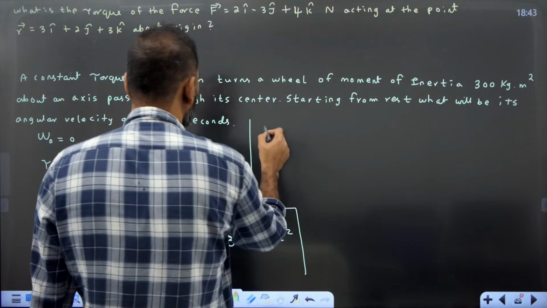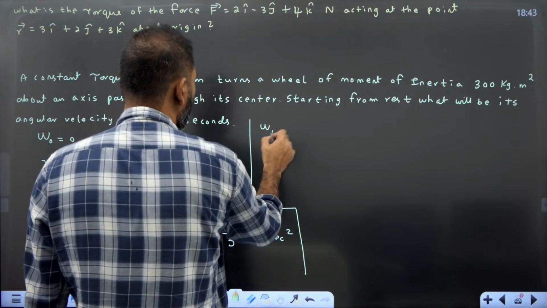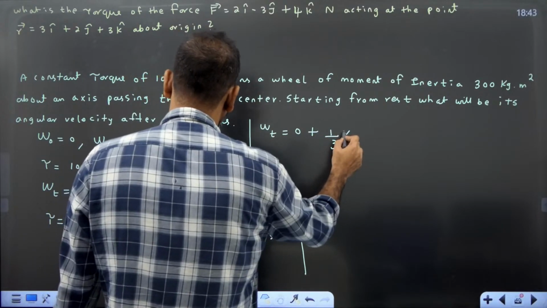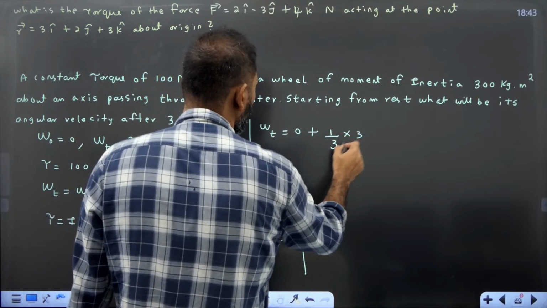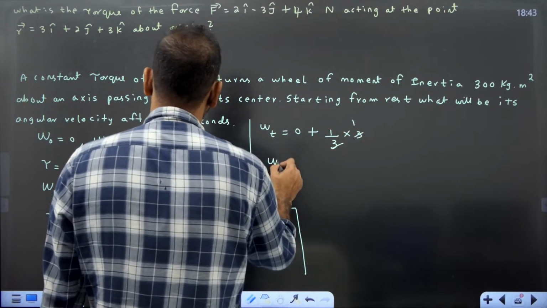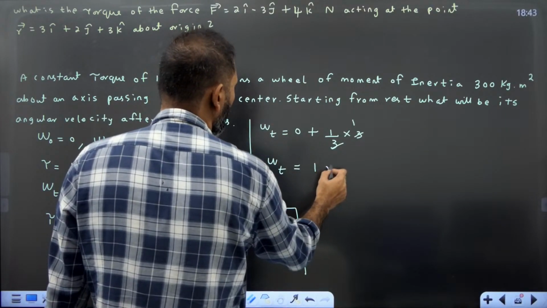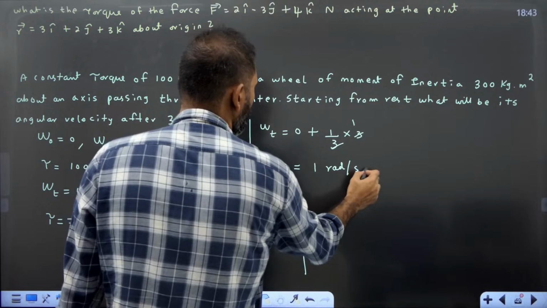So omega t, starting from rest, omega 0 is 0. Alpha is 1 by 3 into time is what? 3. So answer is 1. So angular velocity after 3 seconds is what? 1 radians per second.